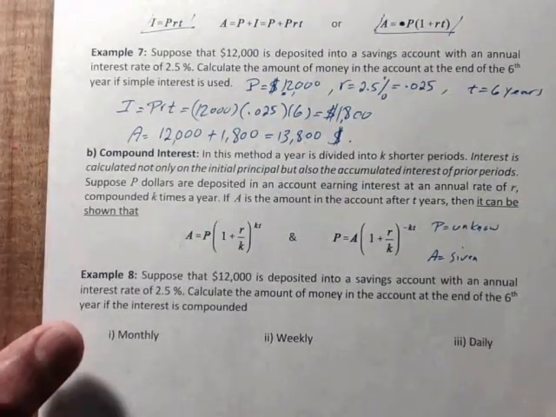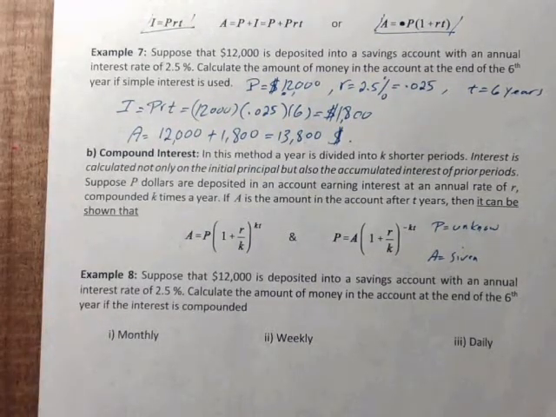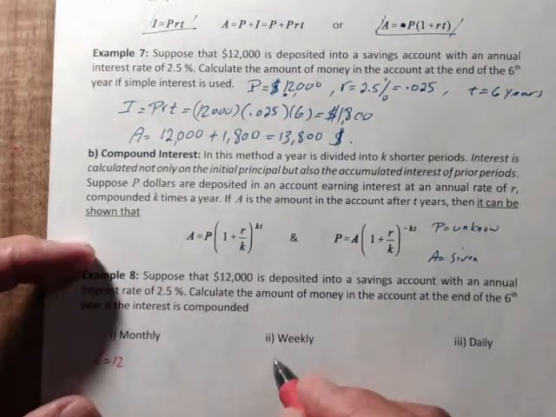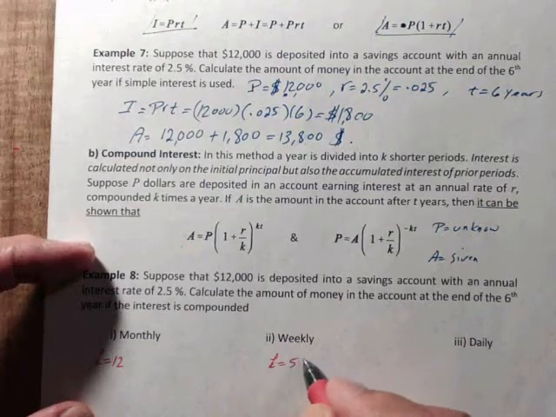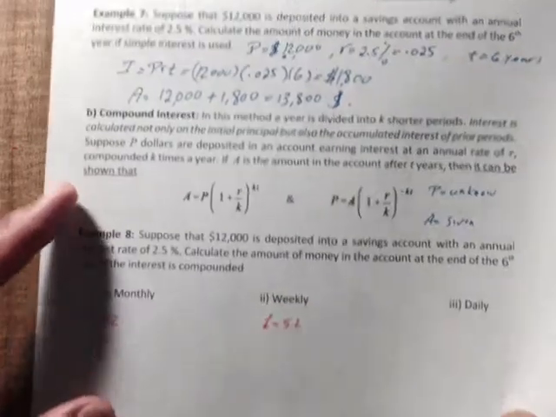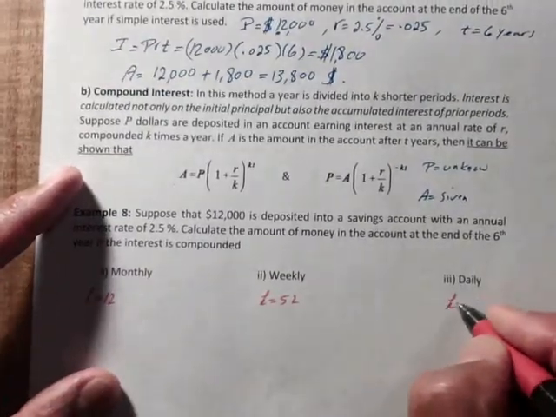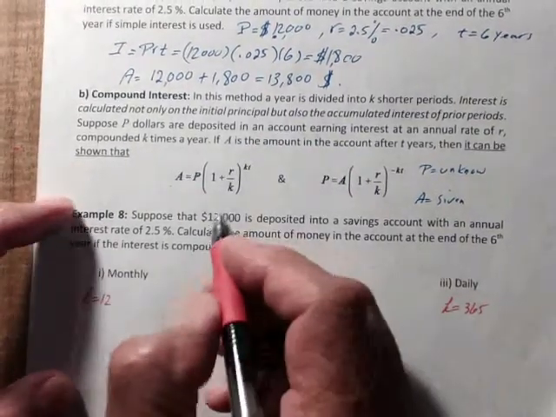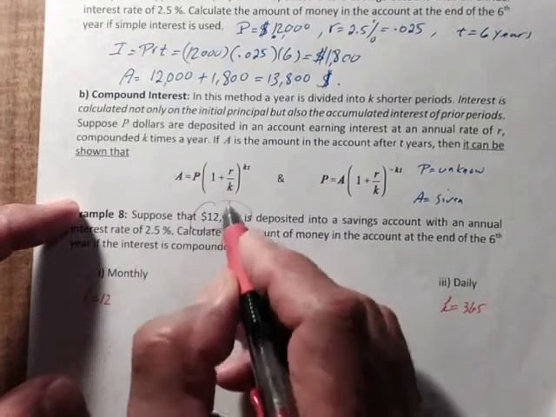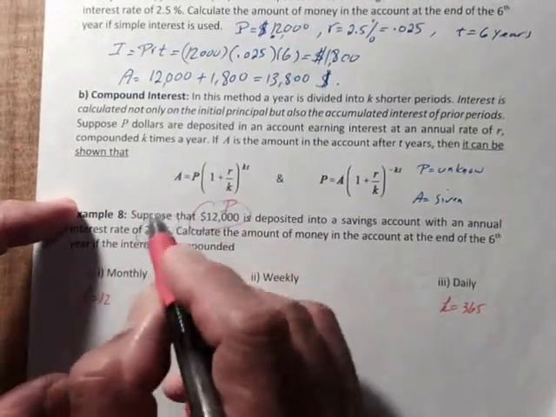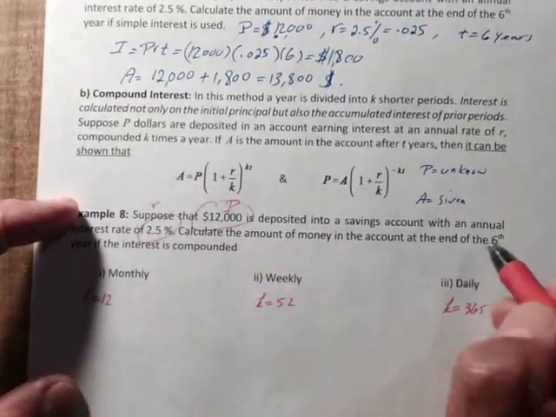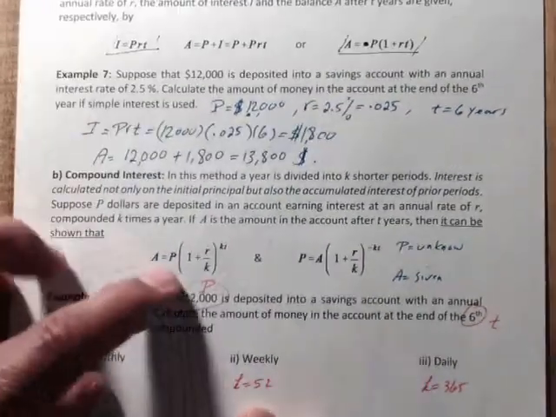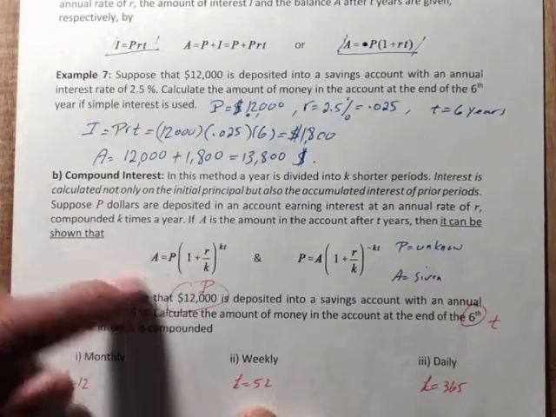So for monthly, K is 12. For weekly, K is 52. For daily, K is 365. Of course, this is the P, and this is R, and this is T. And this is our formula. I want to compute A for each one of them.